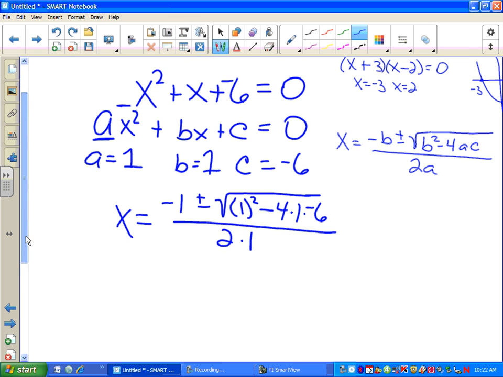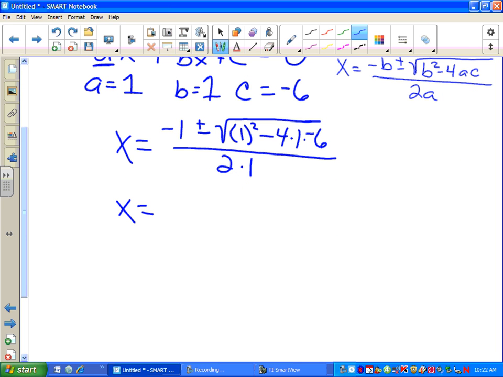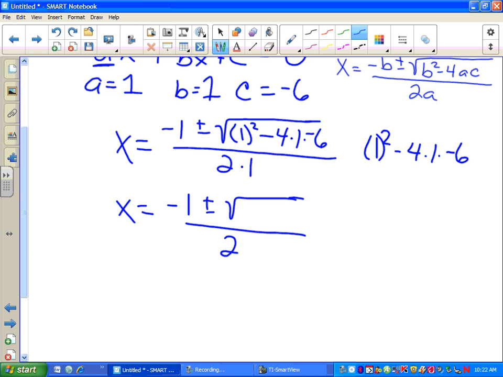Okay, this is pretty simple math, so we can probably do this without our calculator. Negative 1 plus or minus the square root. So we're going to do the stuff under the radical. By the way, the stuff under the radical sign is called the discriminant. The 1 squared minus 4 times 1 times negative 6 is the discriminant. And we'll talk more about that later.